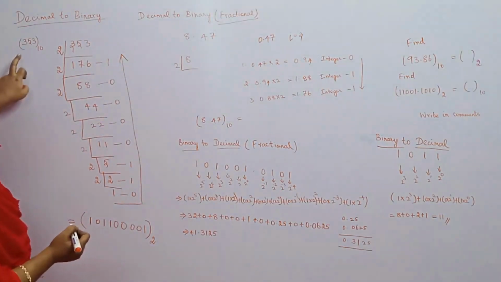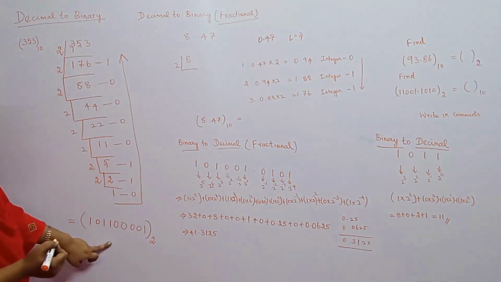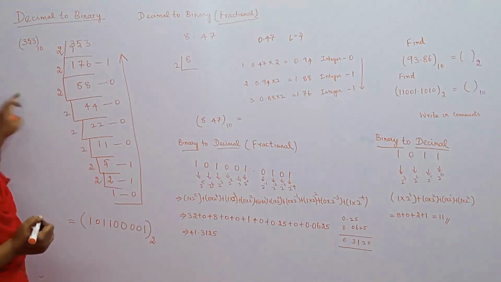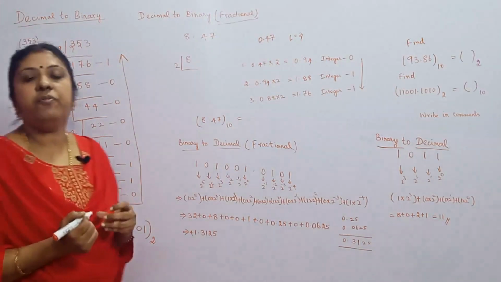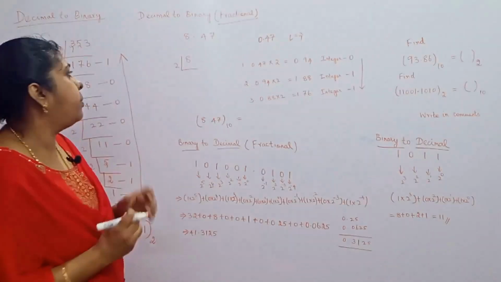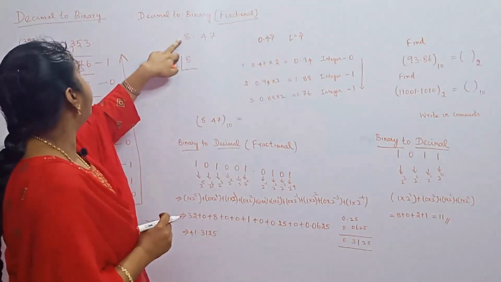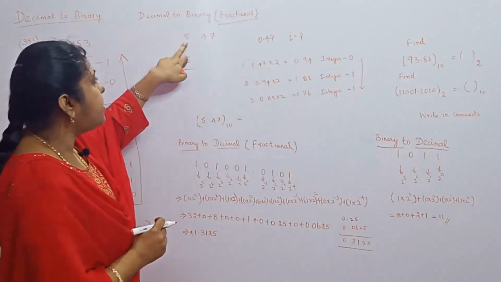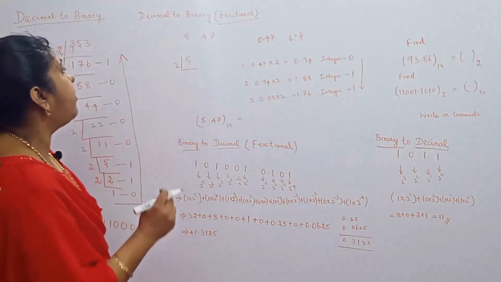Here we have converted the decimal number to binary. Again, this is the whole part, that is the integer part. When considering fractional, how these digits can be converted. Here consider another example, 8.47. This is the integer part, so we have to divide by 2.